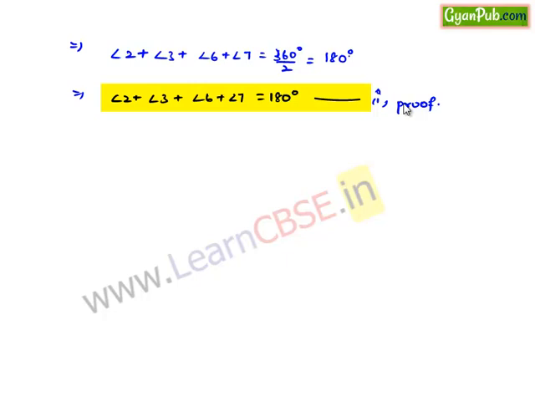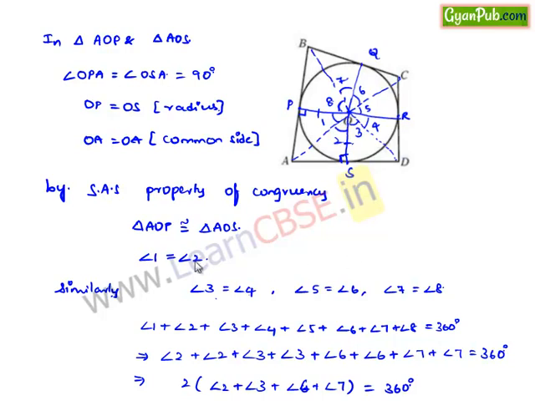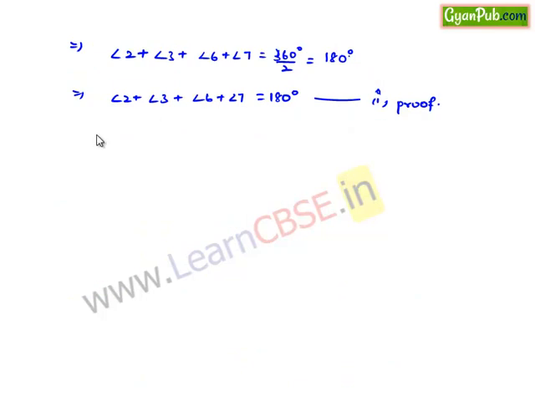And secondly, we need to prove angle 1 plus angle 8 plus angle 4 plus angle 5 is equal to 180 degrees. In order to prove this, we consider the equalities, that is angle 1 is equal to angle 2, angle 3 is equal to angle 4, angle 5 is equal to angle 6 and angle 7 is equal to angle 8. We can say here, instead of angle 2 we can write angle 1, instead of angle 3 we can write angle 4, instead of angle 6 we can write angle 5, and instead of angle 7 we can write angle 8, that is equal to 180 degrees.